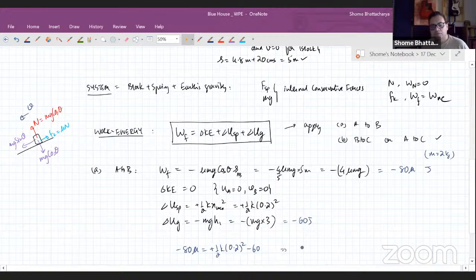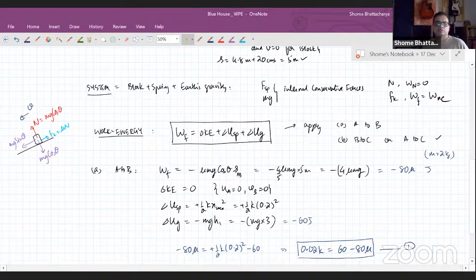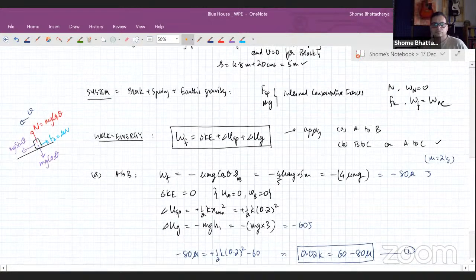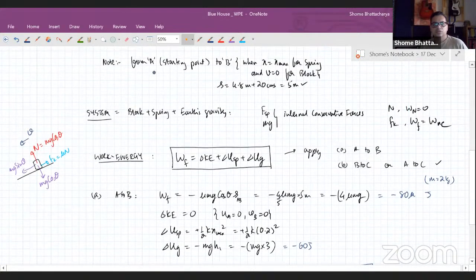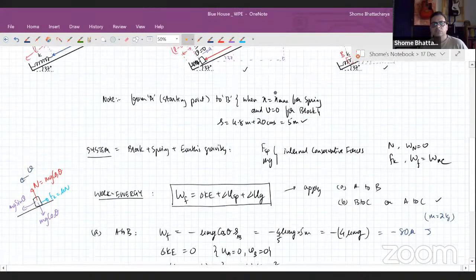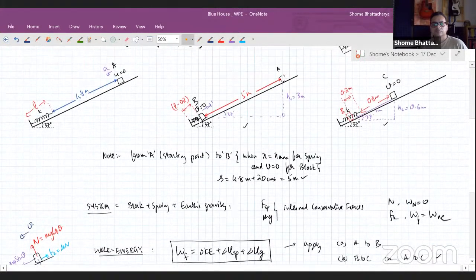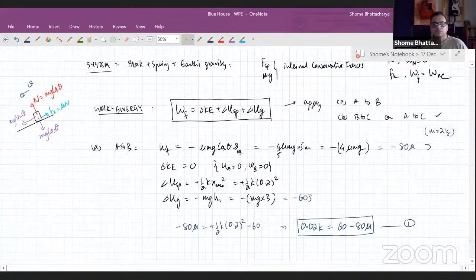Okay, so we have 0.02 k, we solve this, is equal to 60 minus 80 mu. That's our equation 1 with the two unknown quantities. Okay, so just correlate this situation A to B with this.